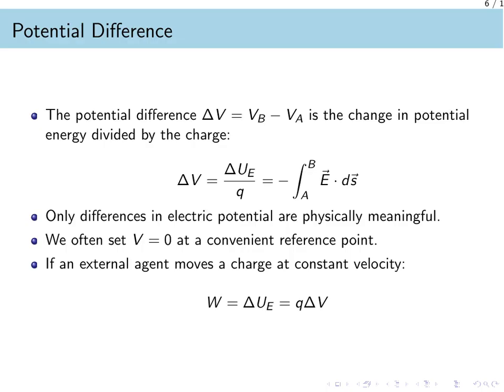In physics, we find that only differences in electric potential are physically meaningful. We define the potential difference, delta V, as the change in electric potential energy divided by the charge. This is equivalent to the negative line integral of the electric field from point A to point B. Because we only care about the difference, we can choose a convenient reference point where we set the potential, V, to 0. If an external agent, like a battery or a person, moves a charge through this field at a constant velocity, the work done by that agent is equal to the change in potential energy, which is the charge multiplied by the potential difference.